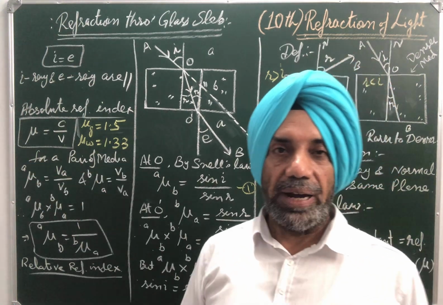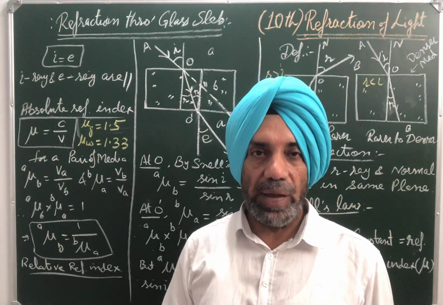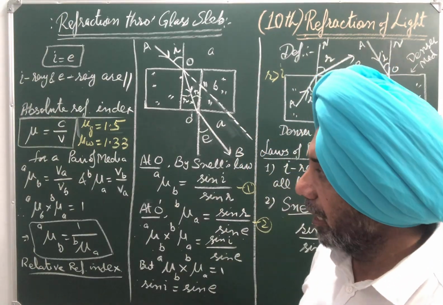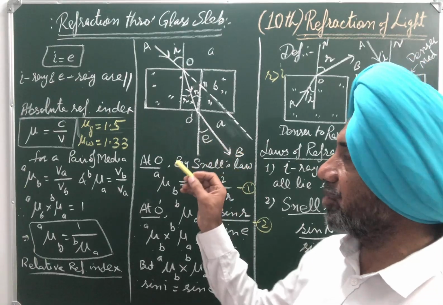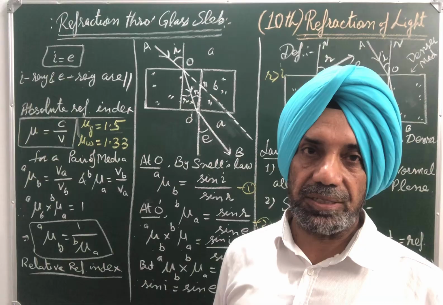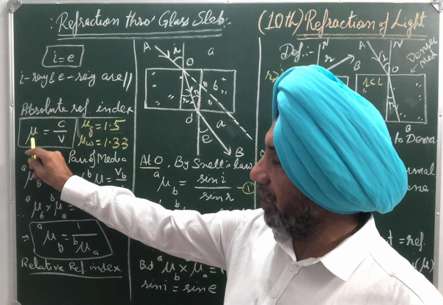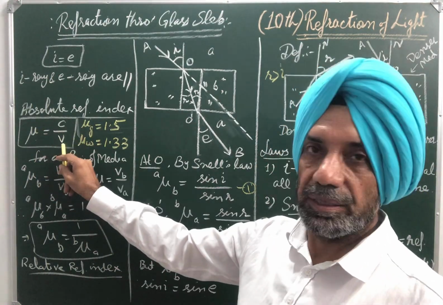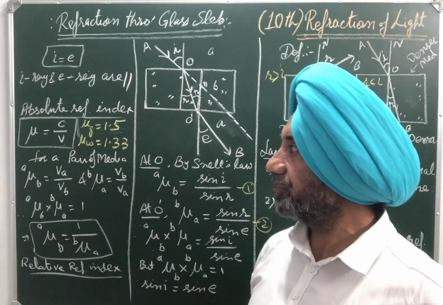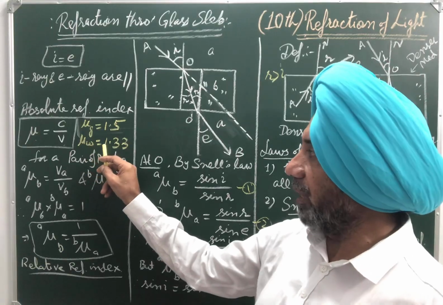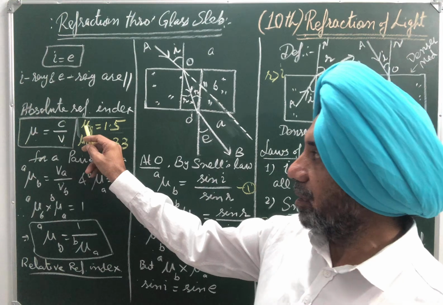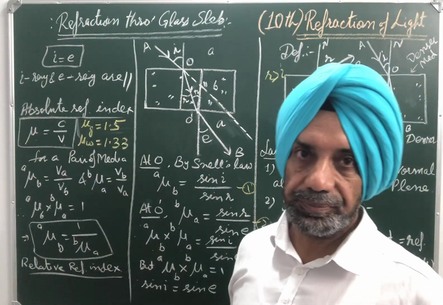That is, the refractive index of a medium with respect to vacuum or air or free space is known as absolute refractive index. And when we have to calculate the refractive index of medium B with respect to medium A, then it is known as relative refractive index. So absolute refractive index is given by C upon V. For ordinary glass it is 1.5, and for water the absolute refractive index is 1.33, or you can take 4 by 3, and the refractive index of glass can be taken as 3 by 2.